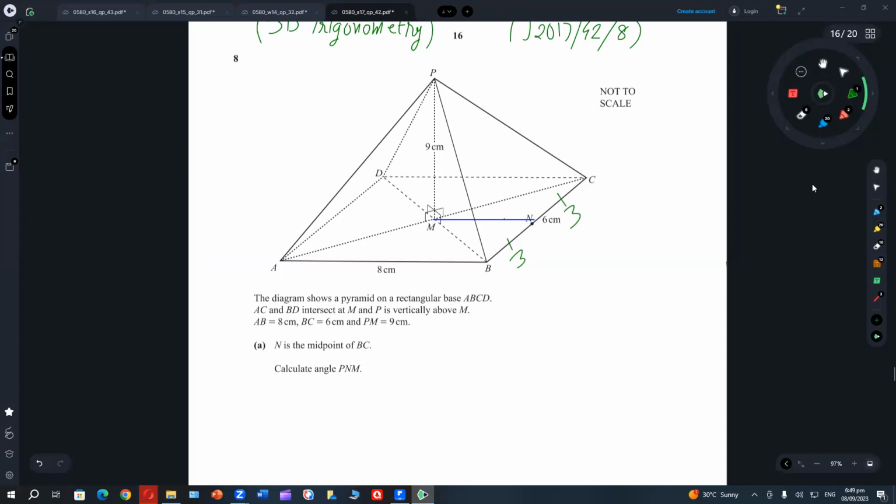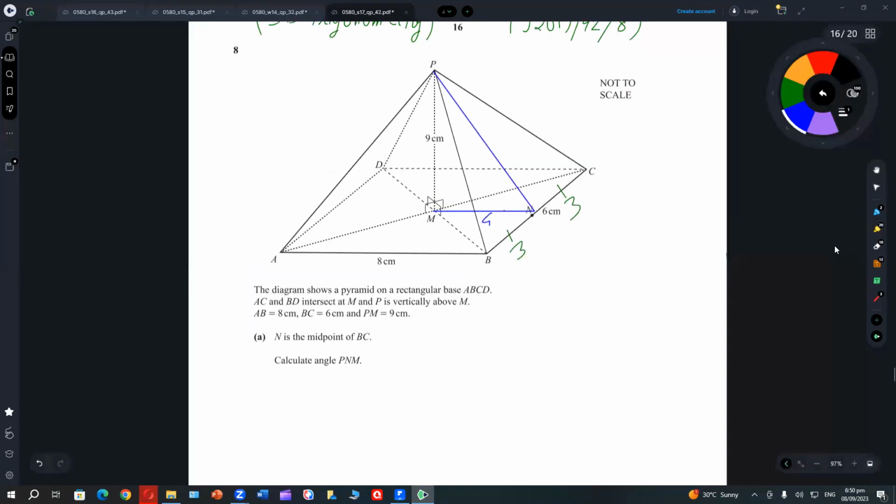He's asking PNM. So I am making this new triangle. You should try to make it with me. Now the triangle is ready. You have an angle 90 and the total side is 8. So it will be 4. MN will be equal to 4.